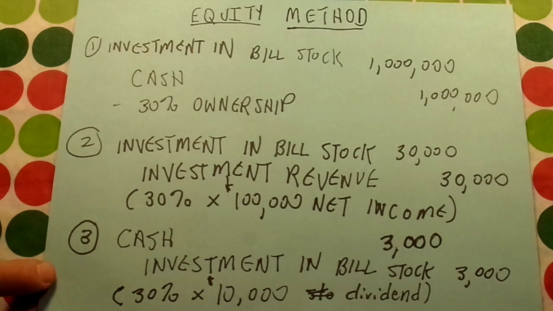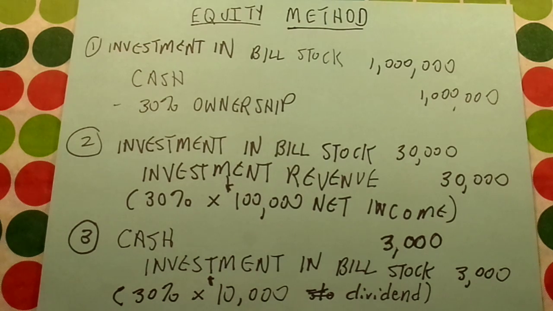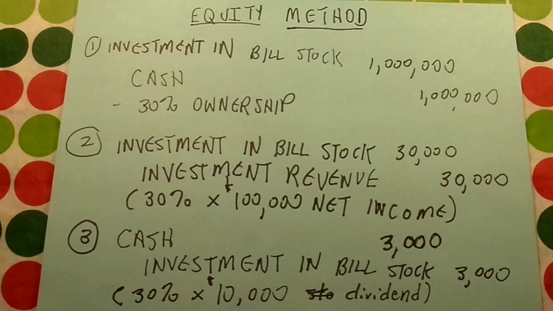Then in the last entry here, if Bill's, that's the subsidiary, if Bill's declares a dividend, we record 30%, not 1/3, because the 30% ownership is not quite 1/3, of the whole dividend issuance. So we record 30% of the $10,000 dividend and show a debit to cash.